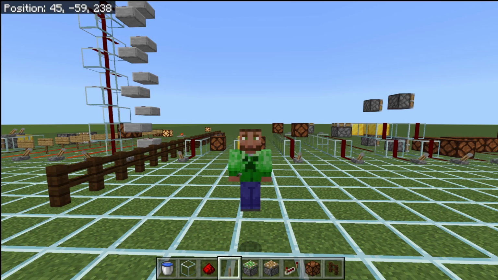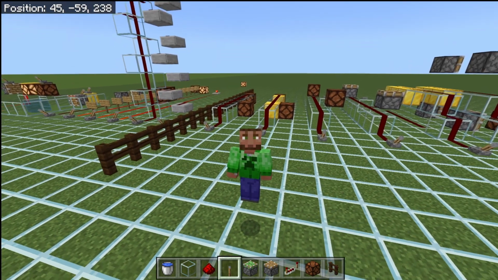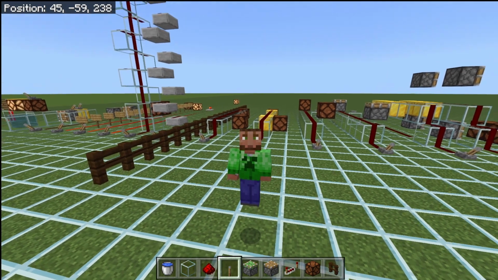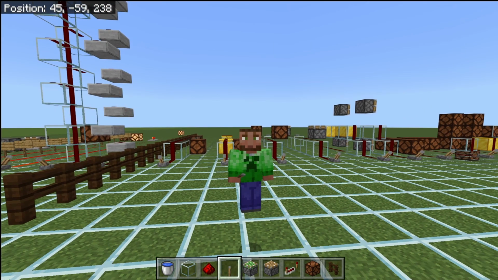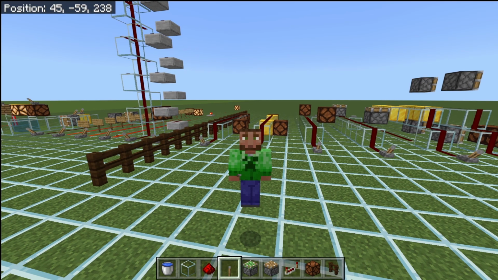I would also highly recommend that you make a new world in creative mode and kind of mess around with it. Hopefully after you play with them for a bit, you'll start to memorize their characteristics, how they work, how they interact with other blocks, and things of that nature.